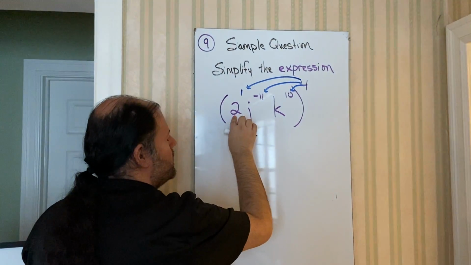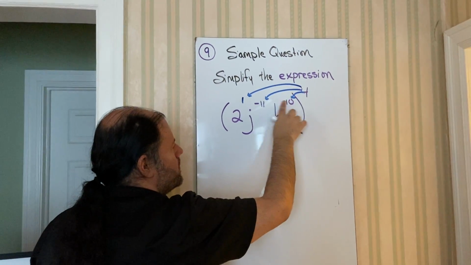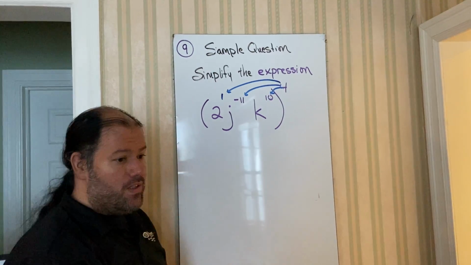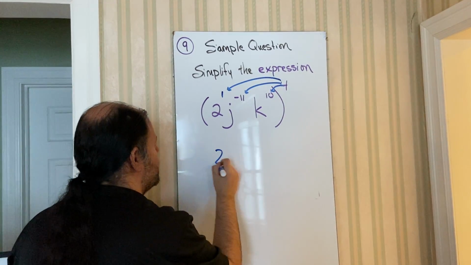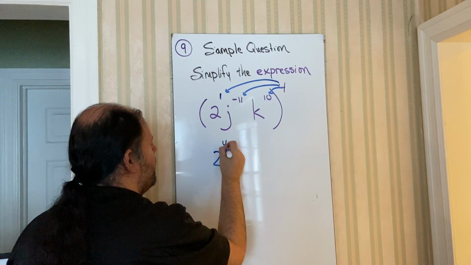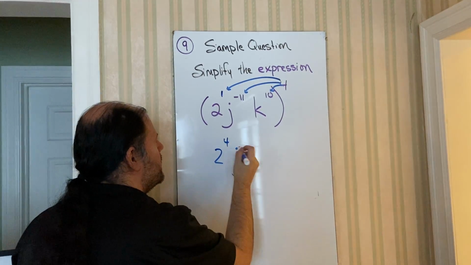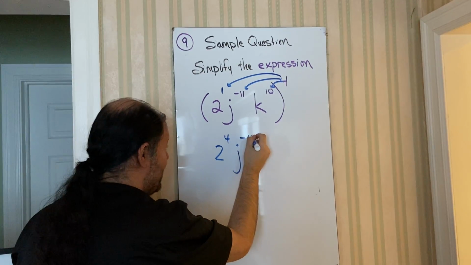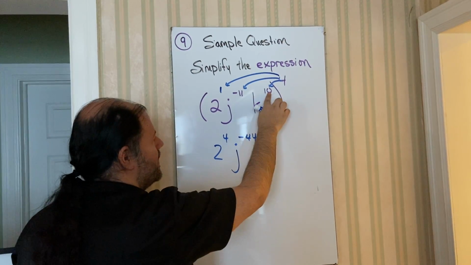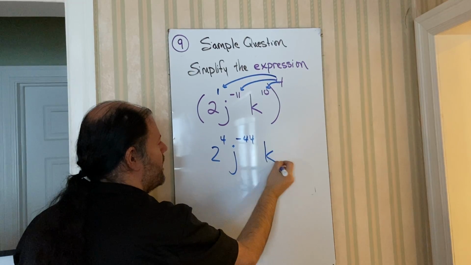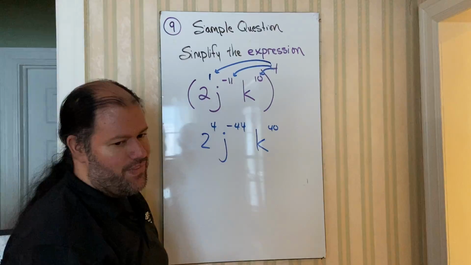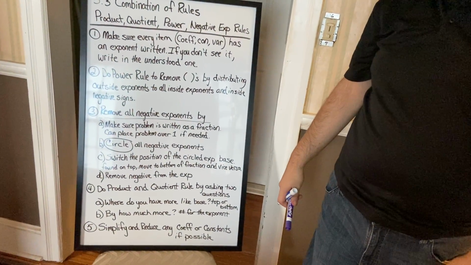For here, distribute to only exponents. Remember, not to the base itself. You can only distribute to other exponents or if there was a negative sign here. To distribute, you multiply. So 1 times 4, 4. Negative 11 times 4, big number, negative 44. And then 10 times 4, 40. No more parentheses.